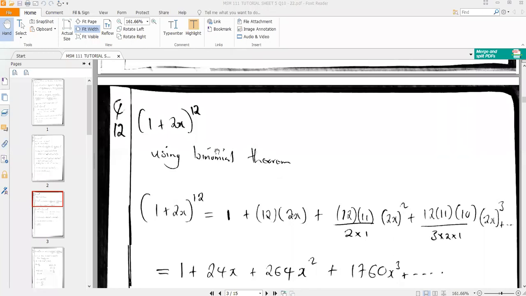All right, wonderful. So for question 12, we've been taught to expand this in ascending powers of x, isn't it? And you know that ascending means the powers are increasing. So now, using the binomial theorem, I believe by now you have written it down somewhere. When you're expanding this using the binomial theorem, know that your a is 1 there.